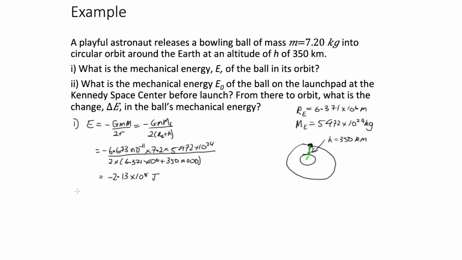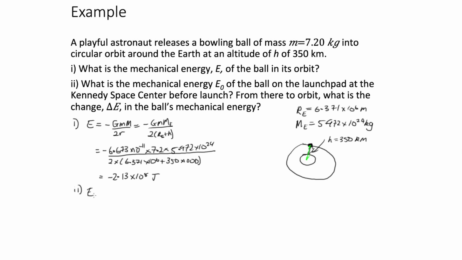So in part 2 of the question, we're asked what is the mechanical energy E0 of the ball on the launch pad at the Kennedy Space Center before launch. So in this case, we can't use this equation here because this is the orbital mechanical energy, which describes an object in orbit, and while it's sitting on the launch pad, this object is not in orbit. It's in contact with the Earth, so there's normal forces and other things involved.